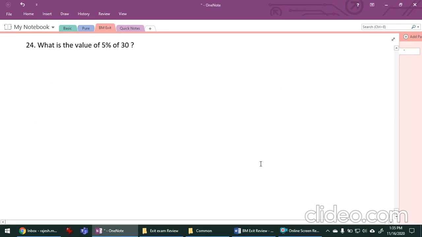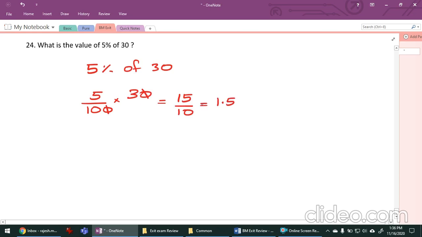Question number 24 is, what is the value of 5% of 30? So 5% of 30. What do you mean by 5%? 5 by 100, into, of means into, 30. So this 0 and 0 will cancel. The answer is 5 into 3 is 15. 15 by 10. Therefore answer is 1.5. Dividing by 10 means you have to move the decimal point 1 place to the left. So the answer is 1.5.